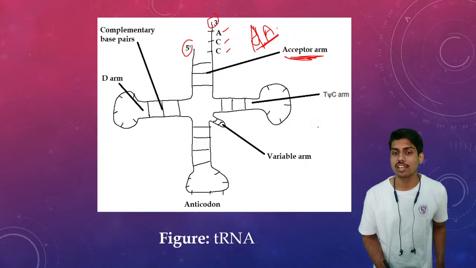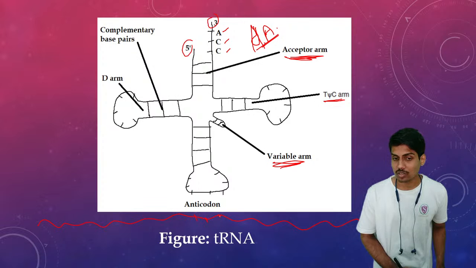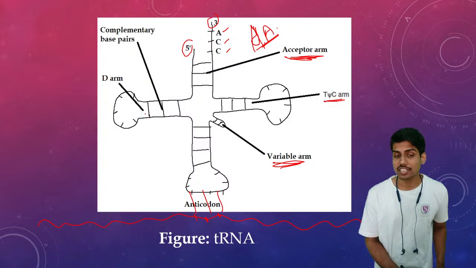Okay, amino acid. Then this is the T psi C arm. Then this is the variable arm. Then this is the anticodon arm. The main function of this anticodon arm is what? To attach with the mRNA. Suppose this is the mRNA. This anticodon arm will recognize the nucleotides on this mRNA, and it will form an anticodon-codon attachment, and it will get attached with this mRNA. Then this is the D arm. Okay. And all of these arms will have complementary base pairing amongst each other. So this is the structure of tRNA.